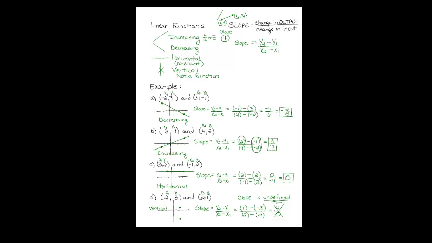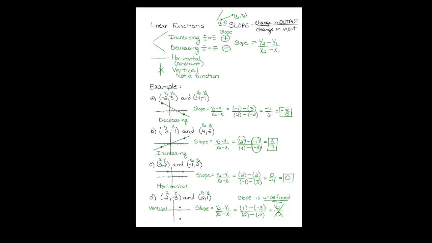Now, by a similar logic, if the line is decreasing, the signs will be the opposite. As the input increases, the output decreases. So when you compute the slope, you will either have a negative value over a positive, or a positive divided by a negative. In either case, when you reduce, the end result is going to be negative. So the slope of a decreasing linear function is always, always going to be negative.